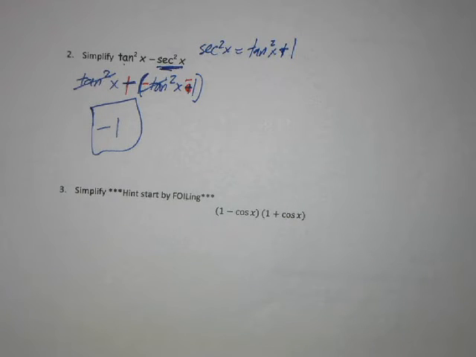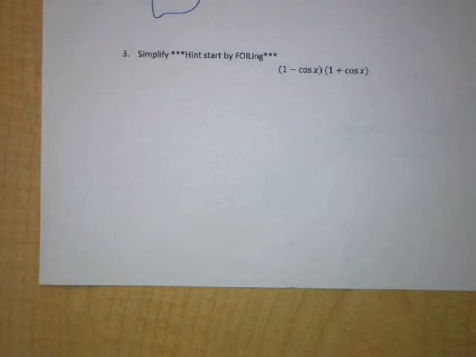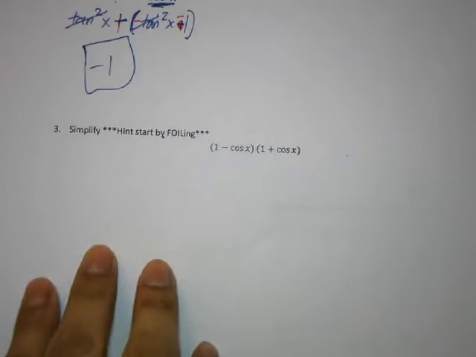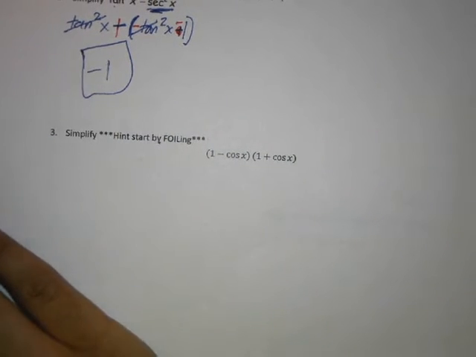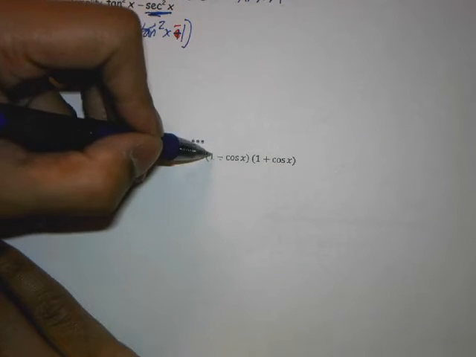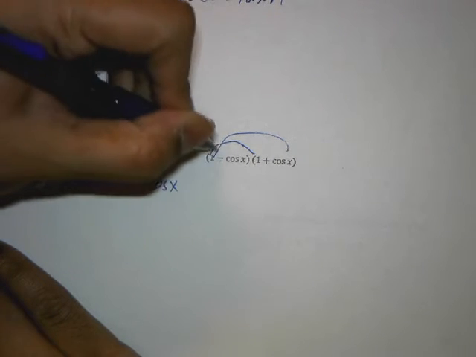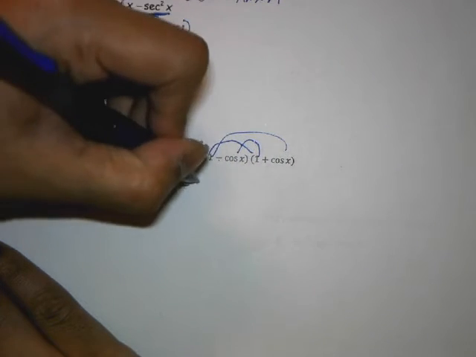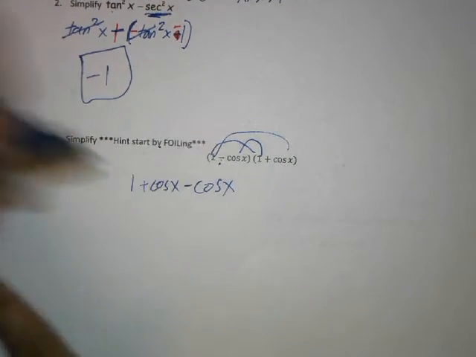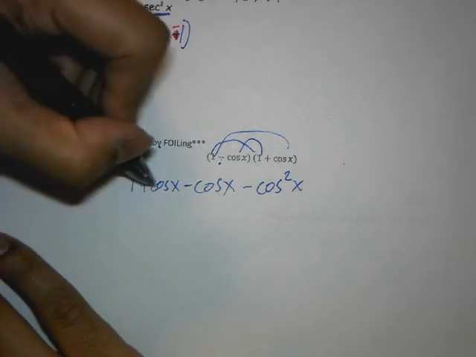All right, let's take a look at number 3. Number 3 says start by foiling, right? So let's go ahead and multiply this out before we get any further. So FOIL again: first, outside, inside, last. 1 times 1 is 1, outside 1 times cosine, so we're going to get plus cosine x. Then we'll get minus cosine x. And finally, negative cosine times positive cosine is going to give me minus cosine squared x, right? Immediately, we can cancel.